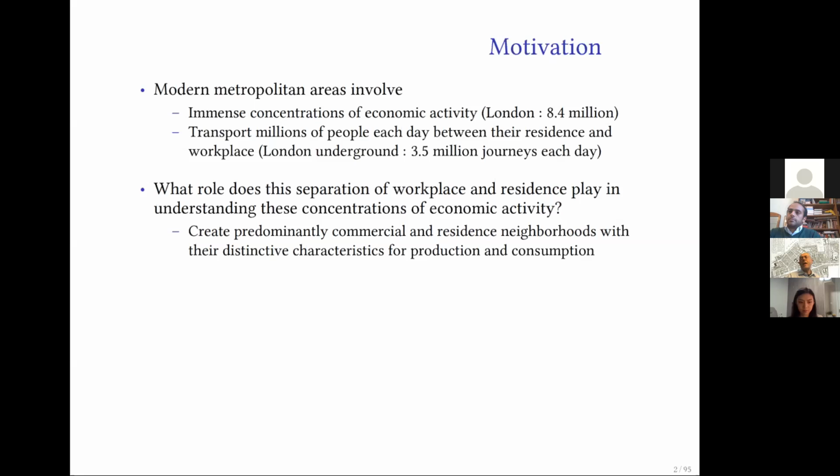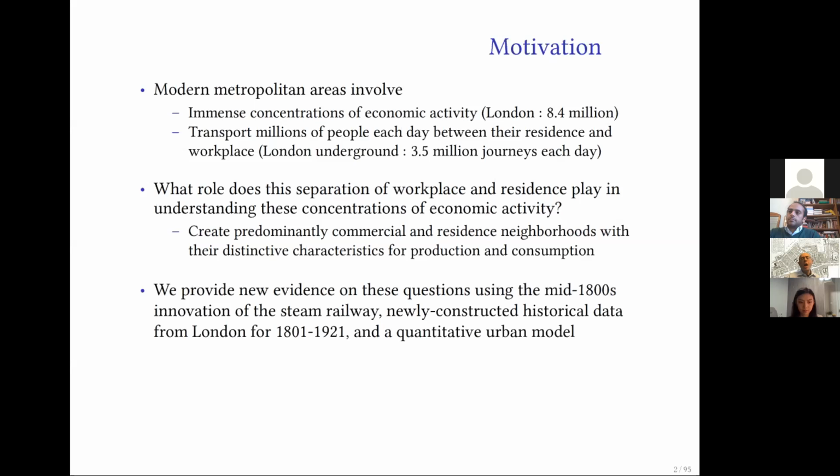And it's only because of that separation that we can create distinctive residential amenities, with their local amenities for the residents of those neighborhoods. So we really want to understand what role that separation plays in enabling large modern metropolitan areas to emerge. And so what we're going to try to do is provide new evidence on their role in agglomeration using a combination of three things.